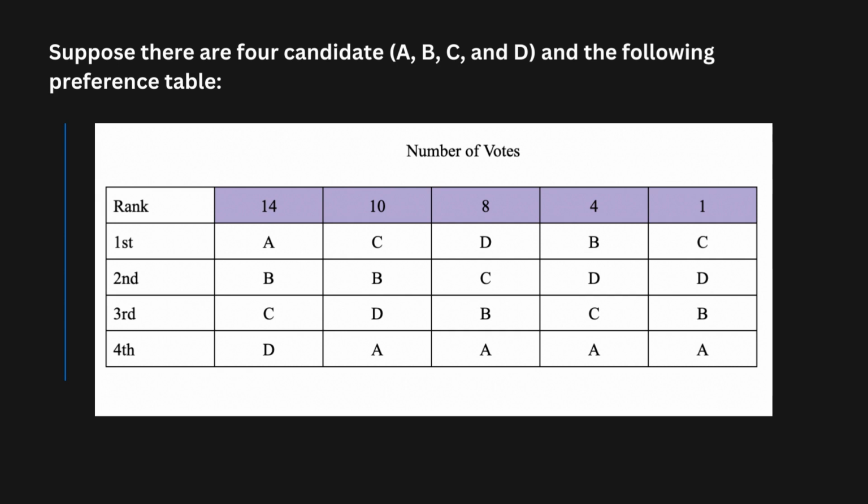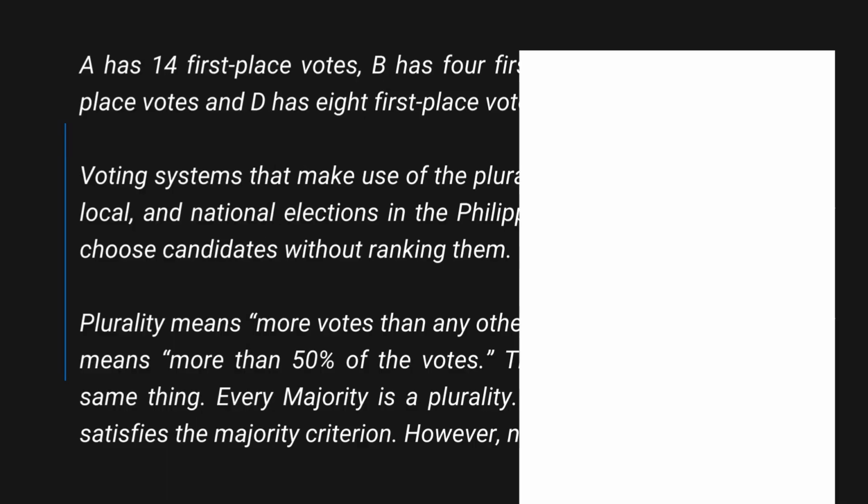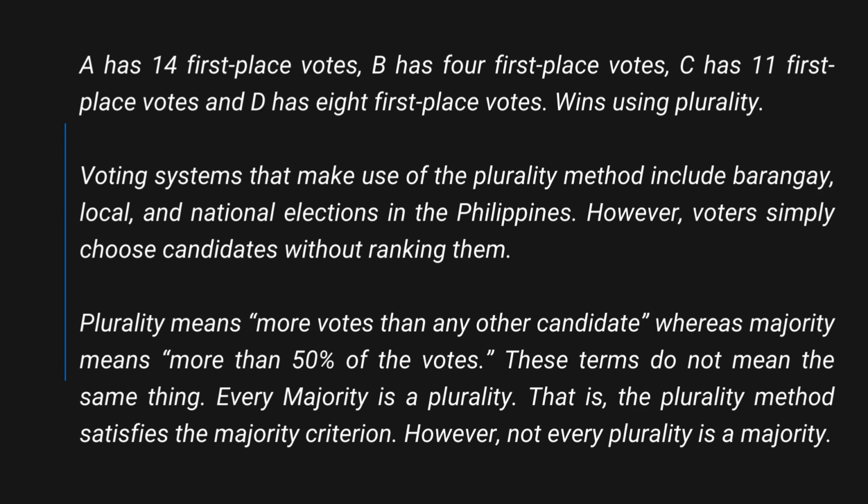Suppose there are 4 candidates A, B, C, and D, and the following preference table. Based on the table, A has 14 first place votes, B has 4 first place votes, C has 11 first place votes, and D has 8 first place votes. A wins using plurality. Voting systems that make use of the plurality method include barangay, local, and national elections in the Philippines. However, voters simply choose candidates without ranking them.